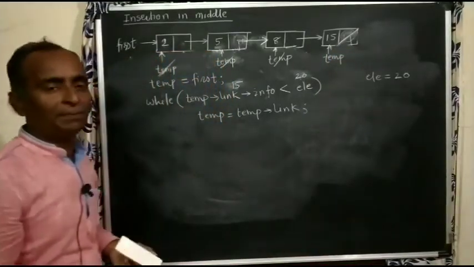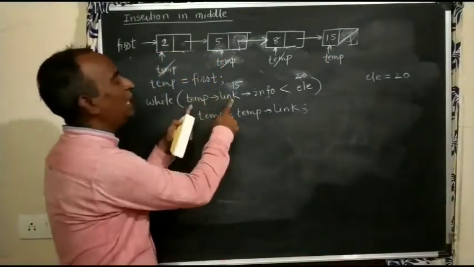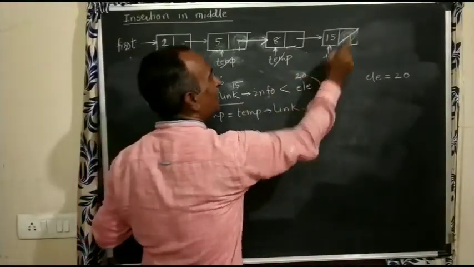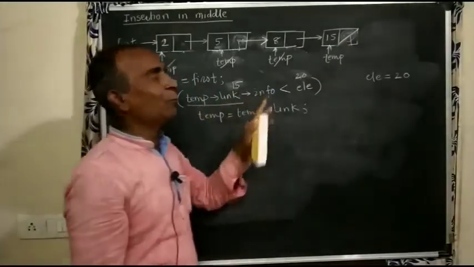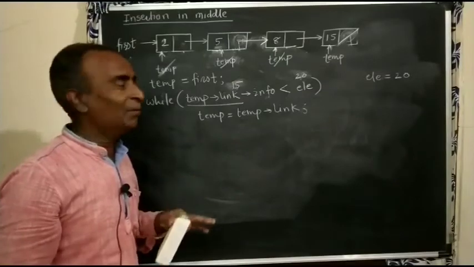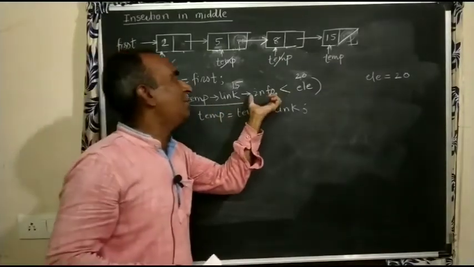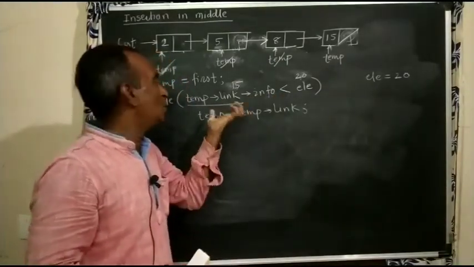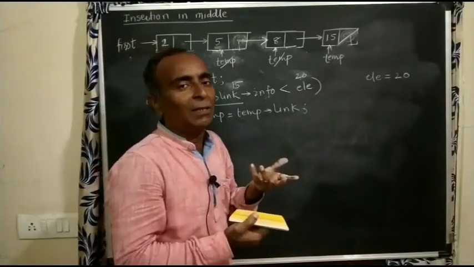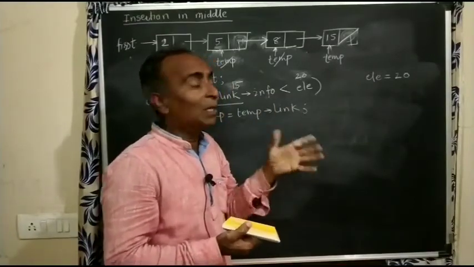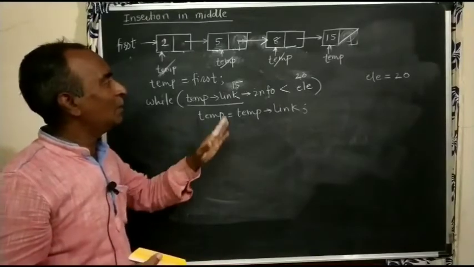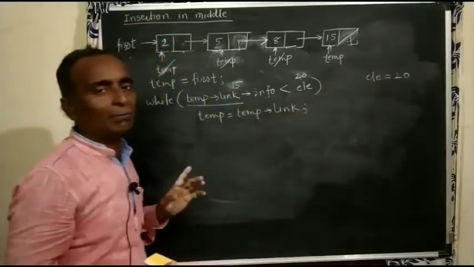Now what will happen? What is temp's link? Temp is pointing here, temp's link is null. Null's info field. What will happen here also? Again, segmentation fault, because you cannot access any field of a null node. It means it is not pointing anywhere. How can you access a field where the node does not exist? So this is problematic. For this case, this logic is not working.